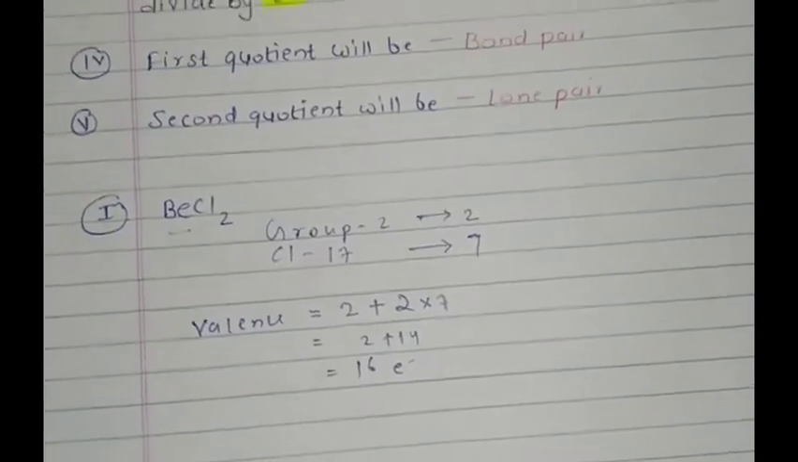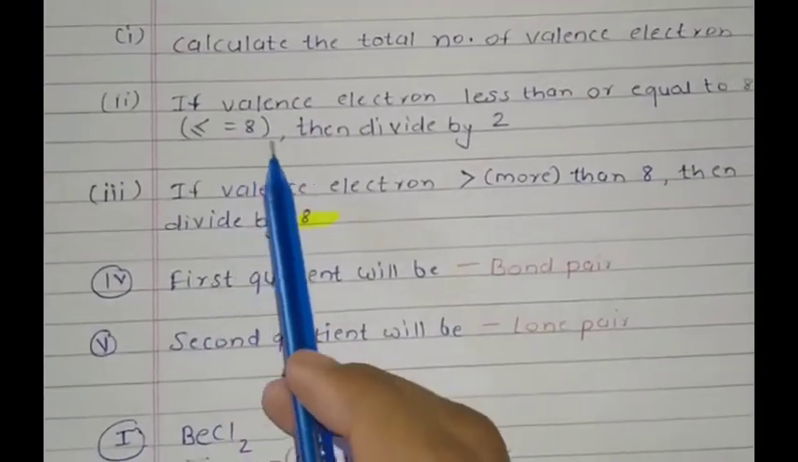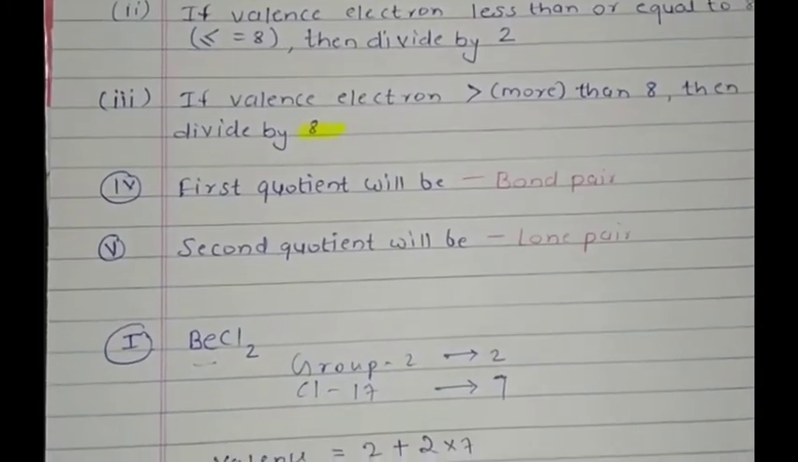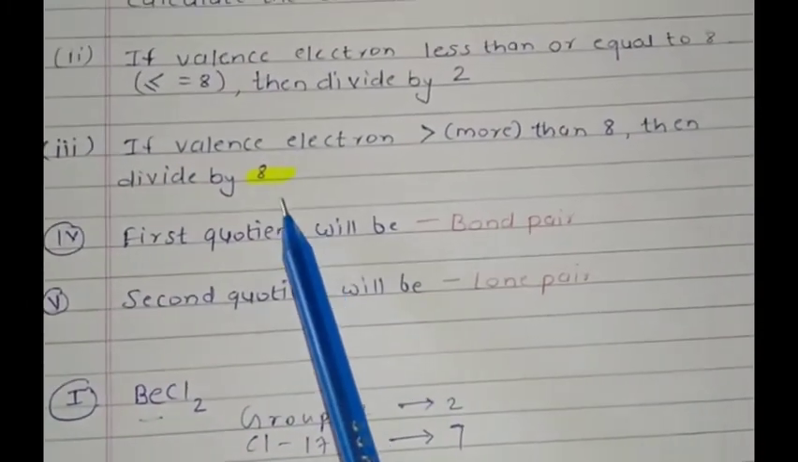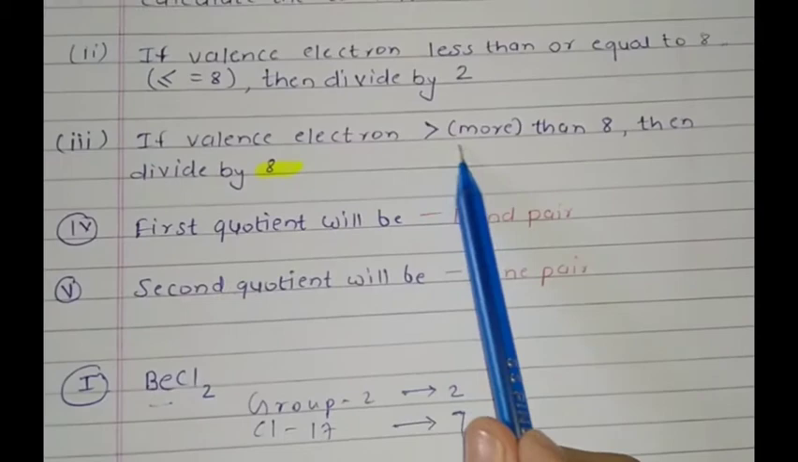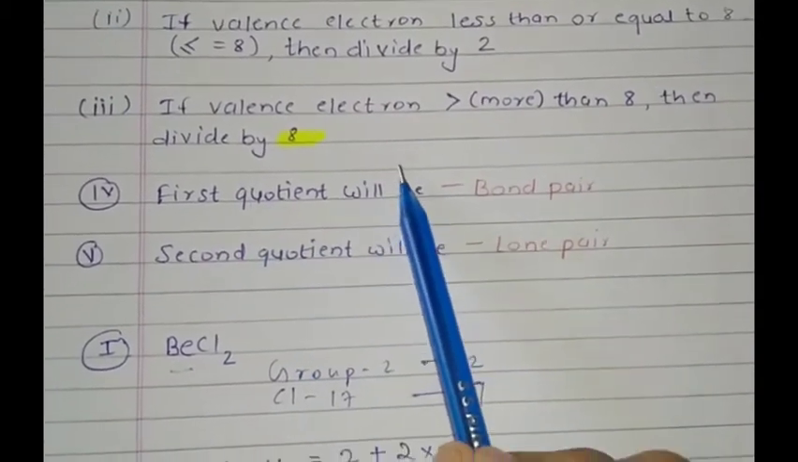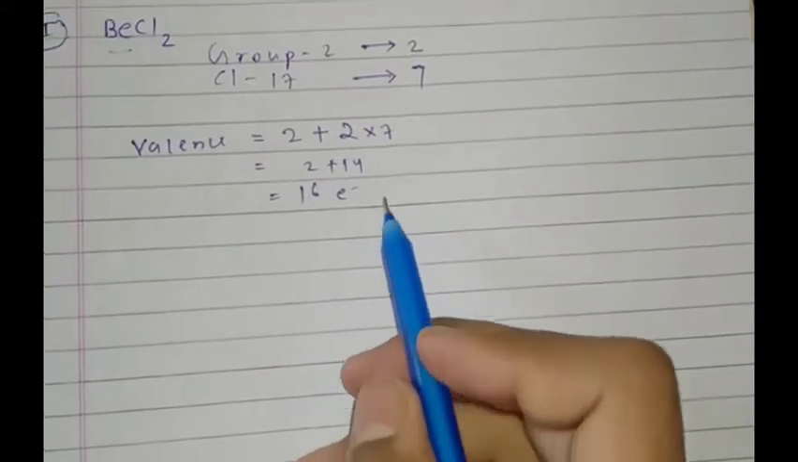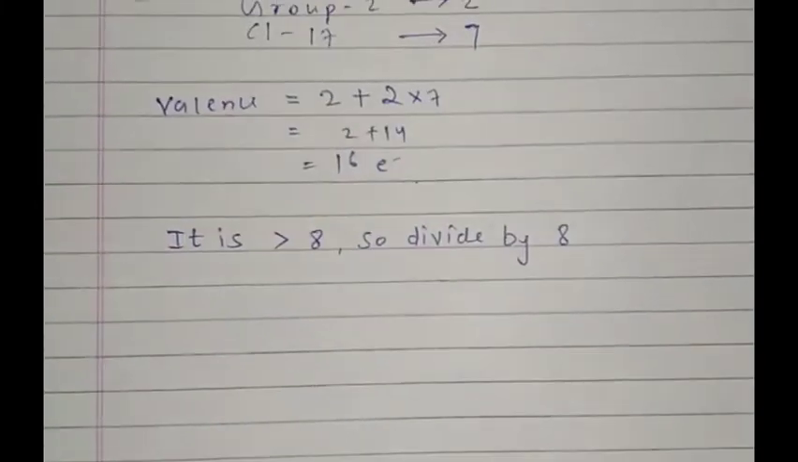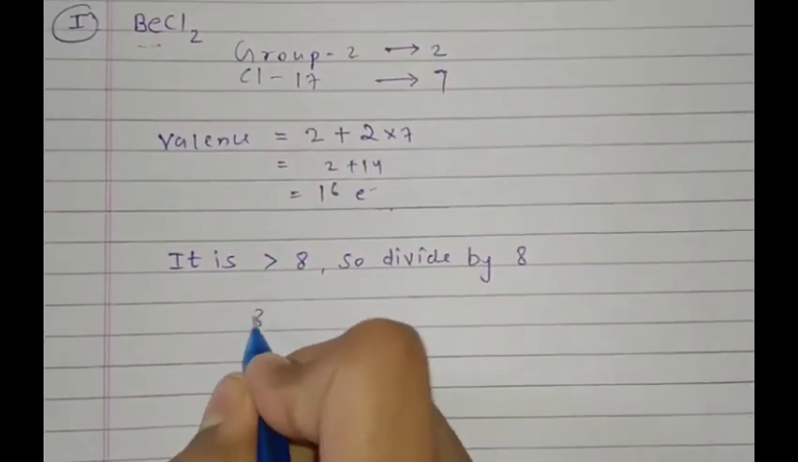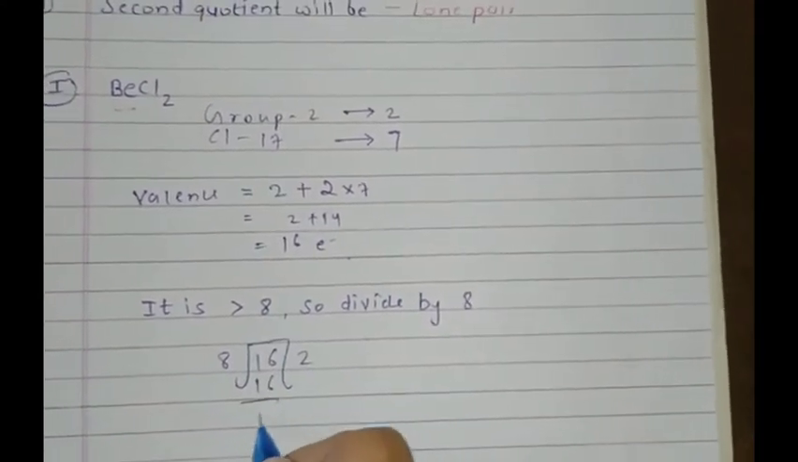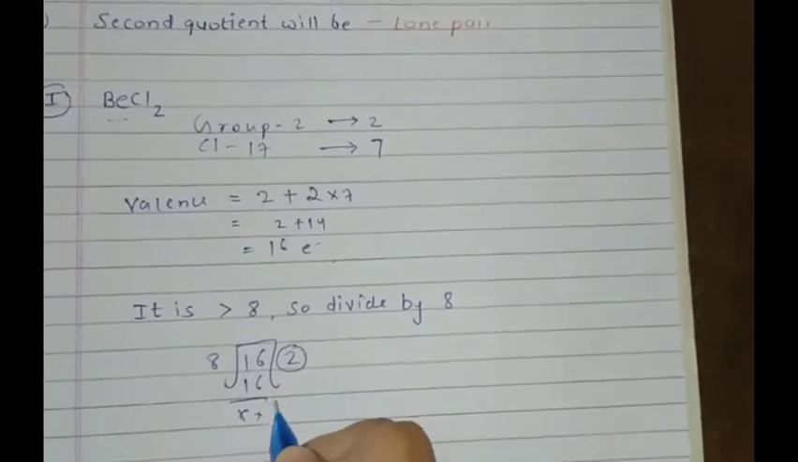Second rule was, if valence electrons are less than or equal to 8, but it is not less, it is more. So the third rule will be applicable: if valence electrons are more than 8, then we divide by 8. It is 16, so we have to divide it by 8. 16 divided by 8, we get the quotient 2.